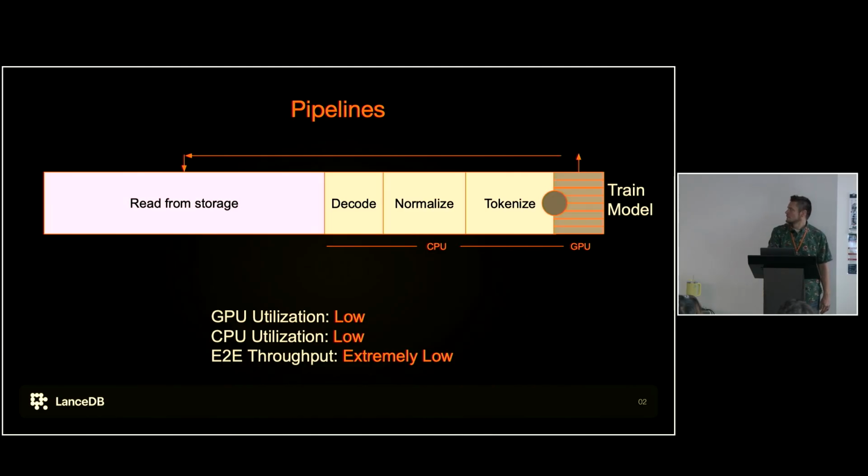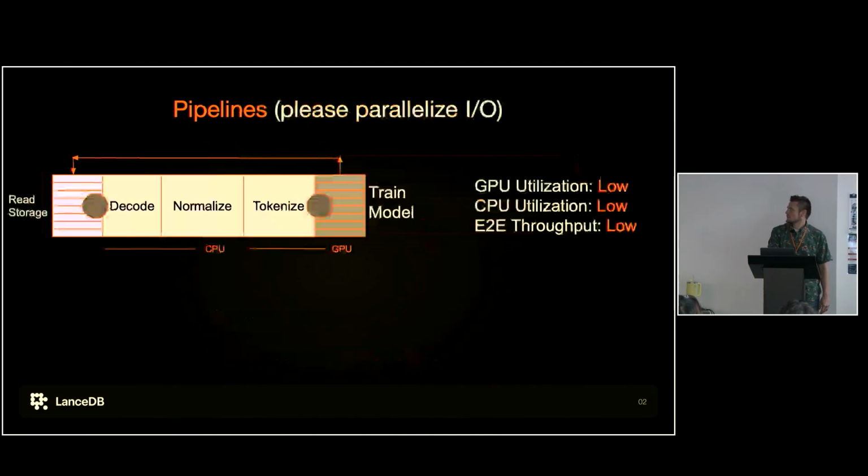And so, most people have figured out, well, don't read from storage one batch at a time. You need to parallelize that step. So now we kick off a whole bunch of I/O requests. If you're reading from S3, you probably want to have 100 plus I/O requests per server that are going off to grab your data. Then that goes into a queue. And then we decode, normalize, tokenize, and you train your model. And it's better, but it's still pretty slow end to end.